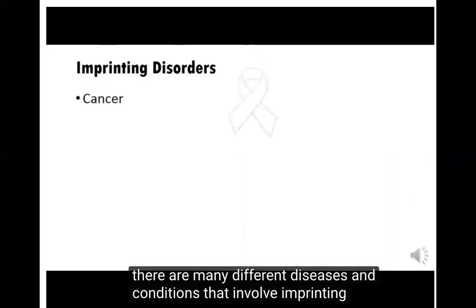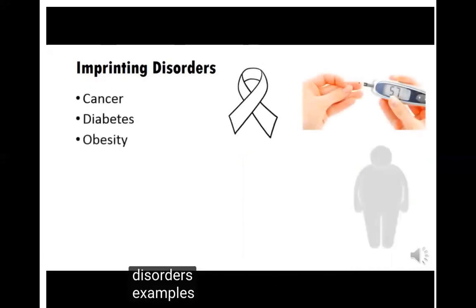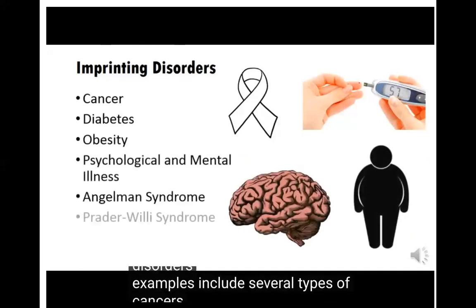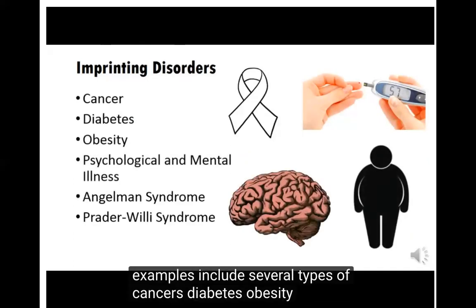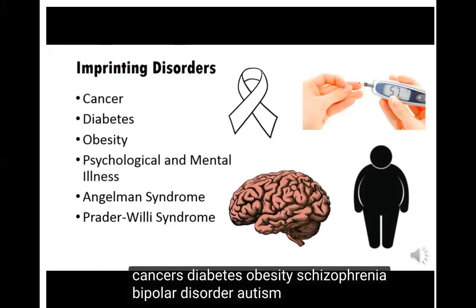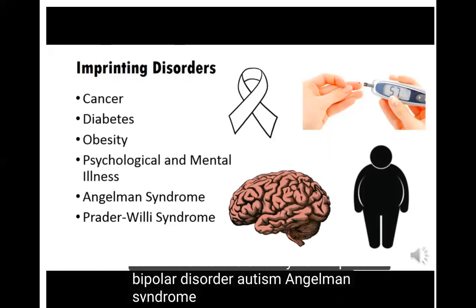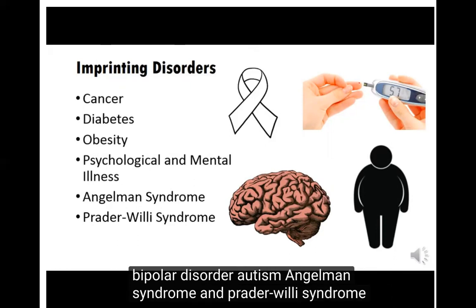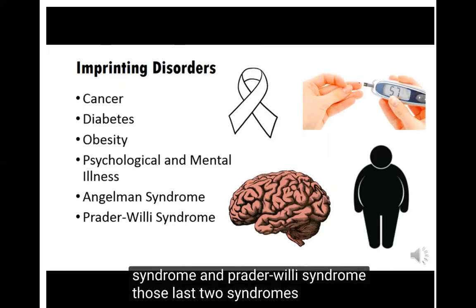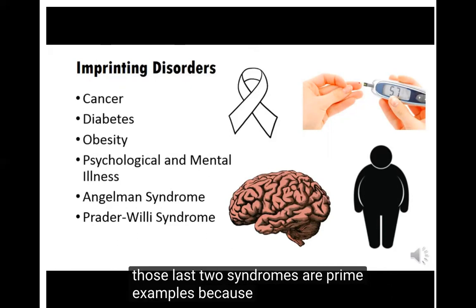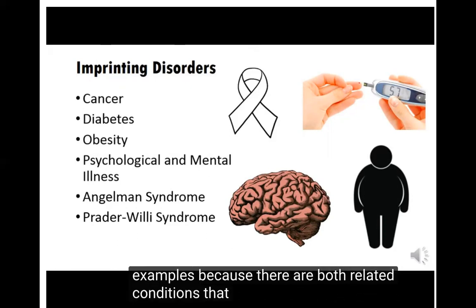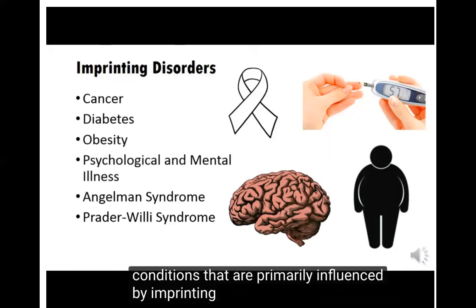There are many different diseases and conditions that involve imprinting disorders. Examples include several types of cancers, diabetes, obesity, schizophrenia, bipolar disorder, autism, Angelman syndrome, and Prader-Willi syndrome. Those last two syndromes are prime examples because they are both related conditions that are primarily influenced by imprinting malfunction.